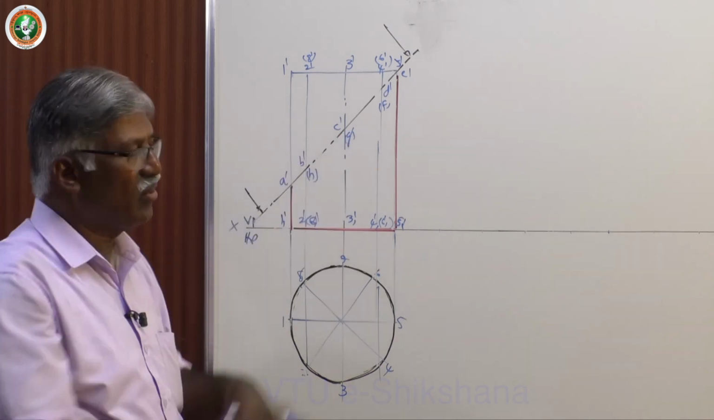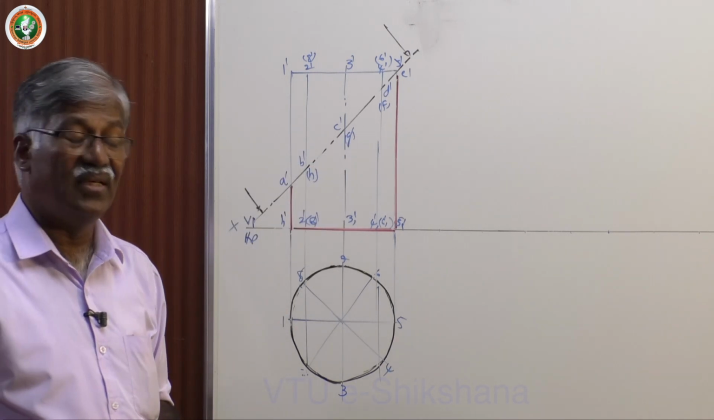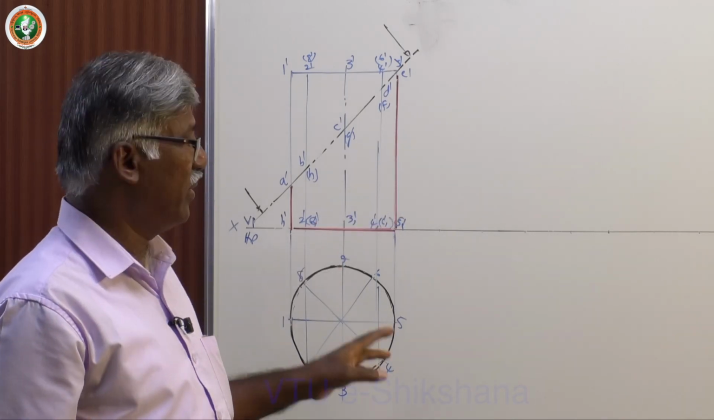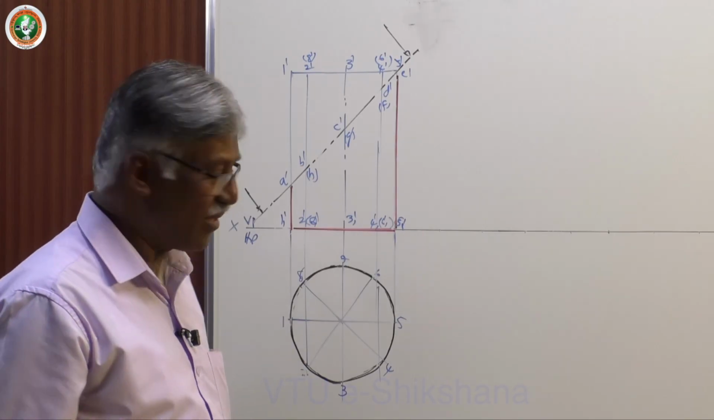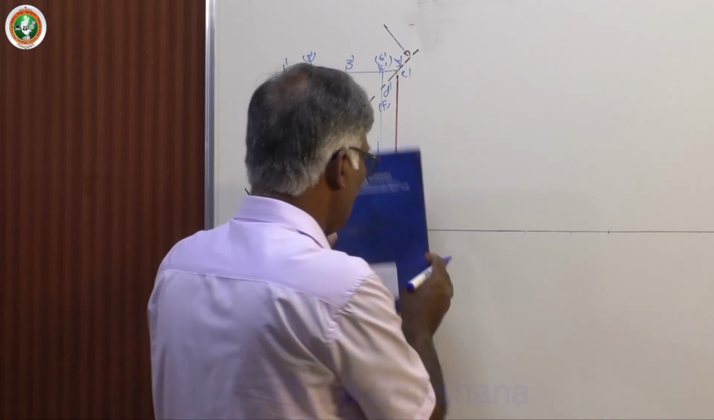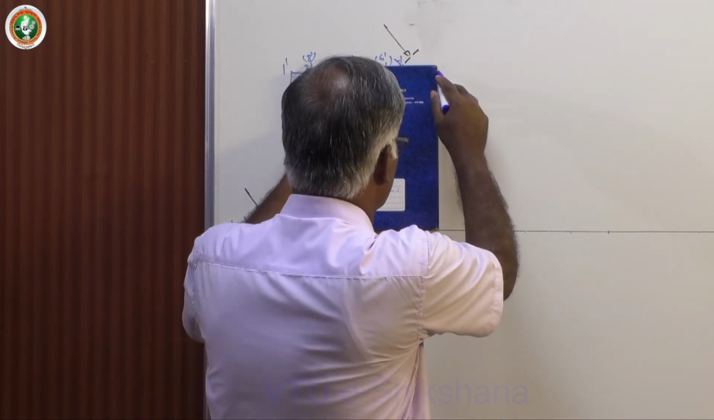Now, draw the development of the cylinder. How to draw the development? You know, it's just a rectangle. You measure pi d and work out first. Assume that, let me start from a point.